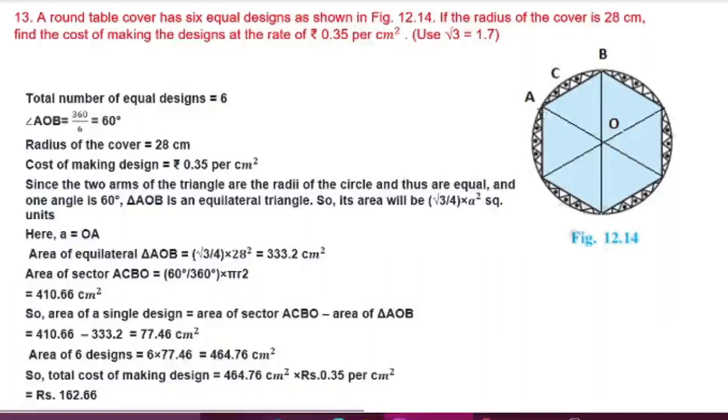Similarly, these designs are equal, that means this arc ACB, here arc ACB, is the same as this arc also. All these 6 arcs are equal. They are subtending the angle at the center. So we have learned equal arcs or the same chord subtend equal angles at the center.